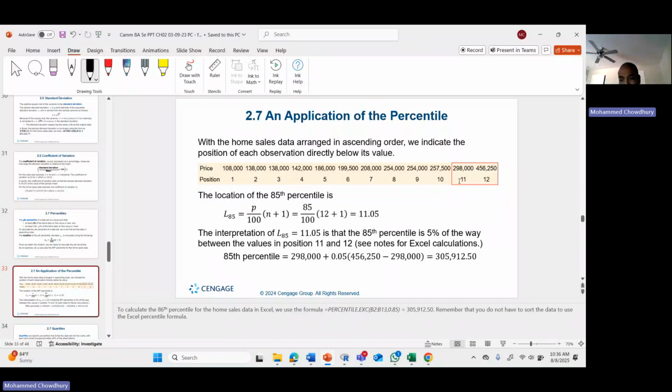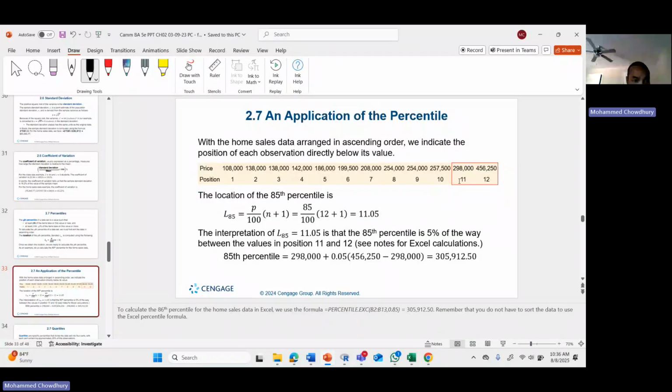After this, we want to compare quartiles. There are quartiles in the data set. The first quartile is the 25th percentile, below which 25% of the data fall and above which 75% of the data fall. The second quartile is below which 50% and above which 50%. The third quartile is the 75th percentile, below which 75% of the data fall and above which 25% fall.